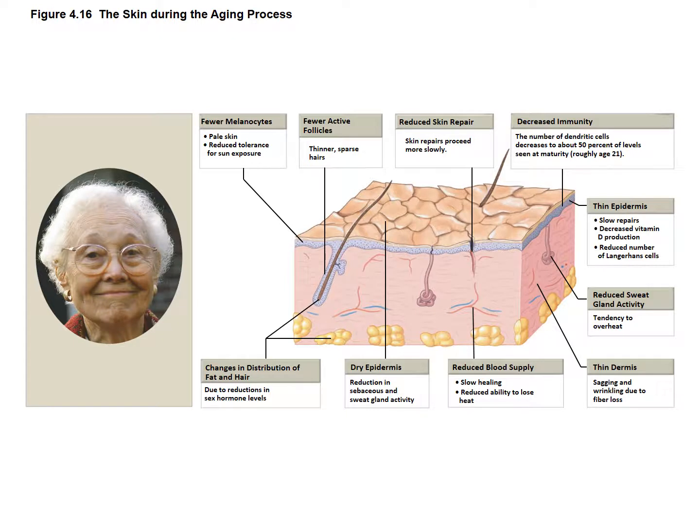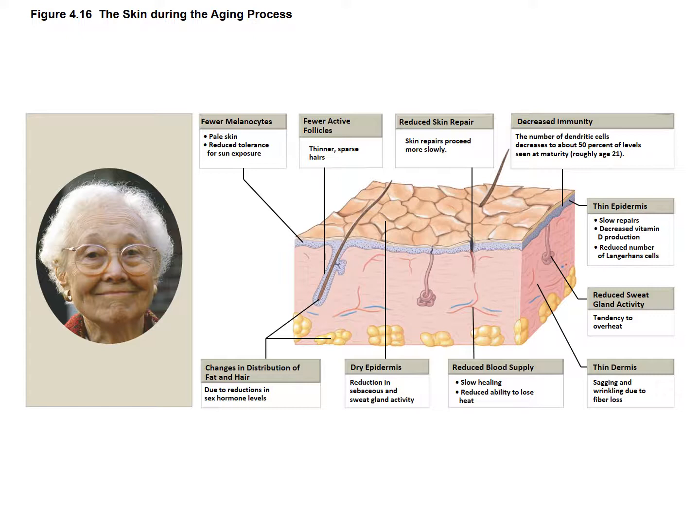As you get older, several things happen to the skin. The epidermis will thin, meaning the germinative cell activity is going to slow down, so the entire layer will thin out. You'll have fewer Langerhans cells, so you'll have poor overall immune function, and the skin will lose some of its ability to heal. It'll also have a reduced vitamin D production.